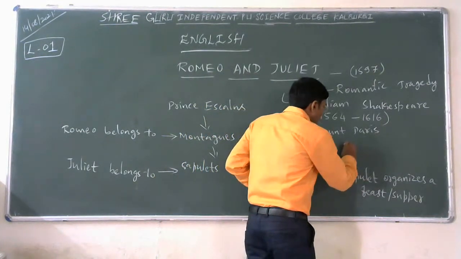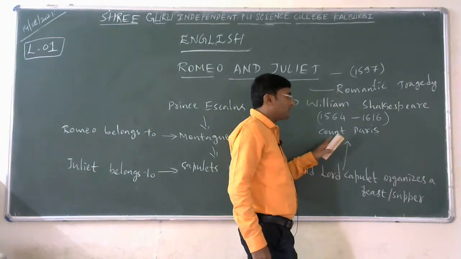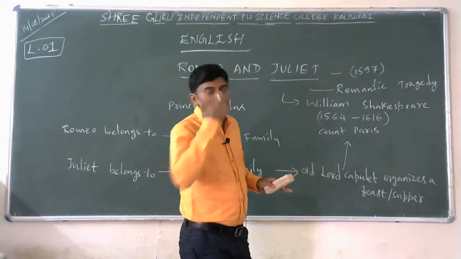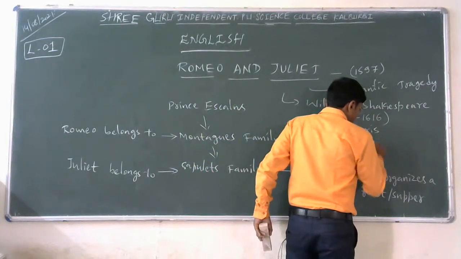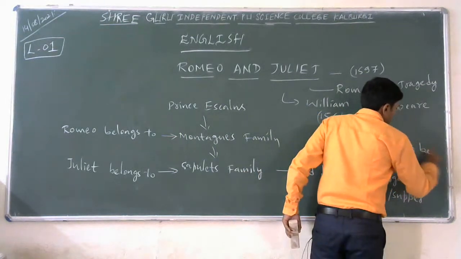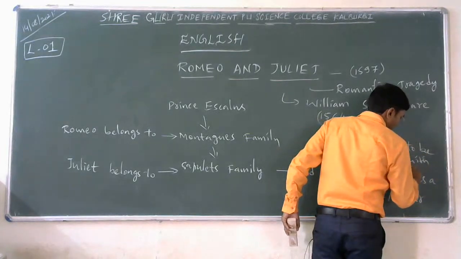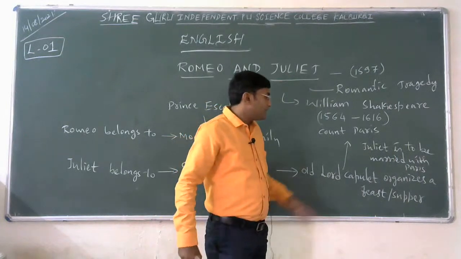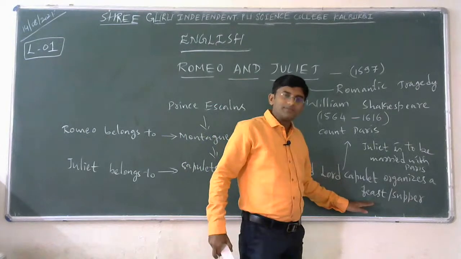So, old Lord Capulet introduces Count Paris as well as his daughter to the people. Yes, that Juliet is to be married to Paris. So this was the main aim behind organizing a supper.